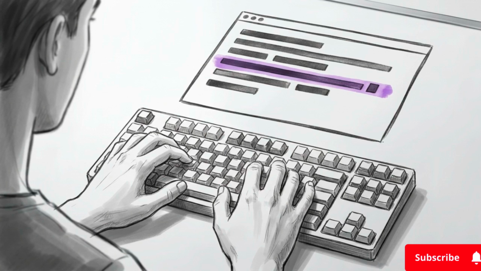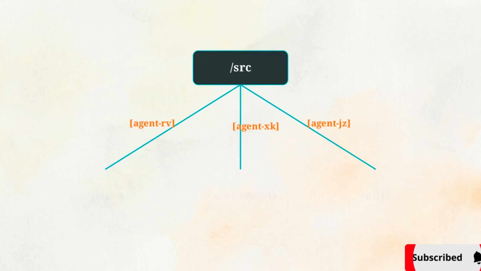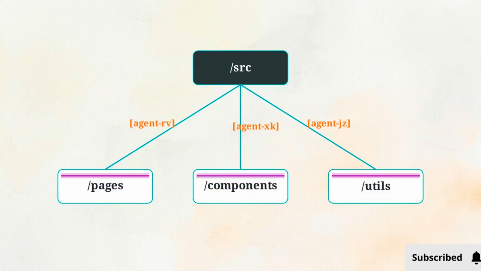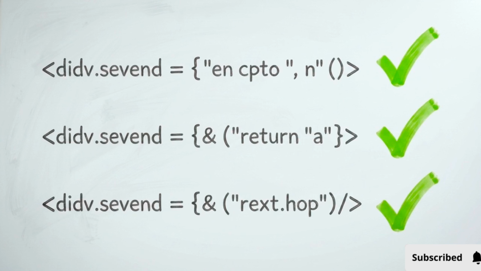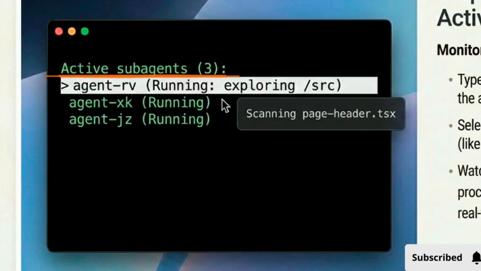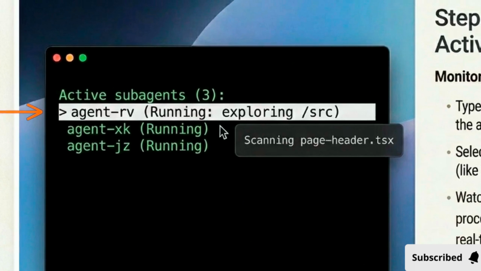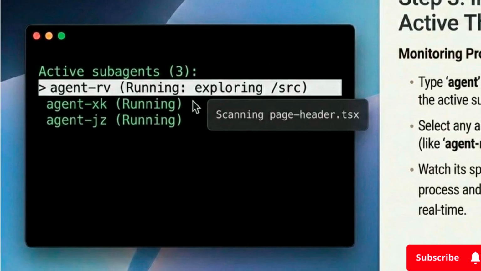Anonymous subagents require zero prior setup. You use them when you need immediate ad hoc scaling to explore a directory or execute a quick batch of isolated coding tasks. This active threads view tracks execution. Type agent to pull up the real-time monitoring menu. Select any active ID to watch its specific decision-making and file traversal step by step. To return, type agent again and select the main session.